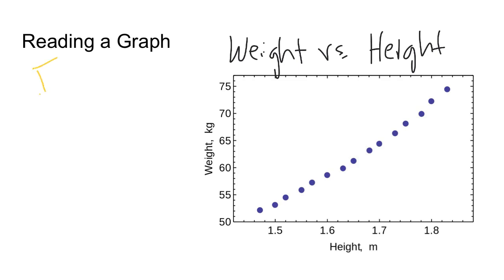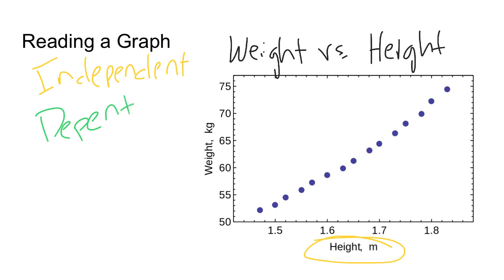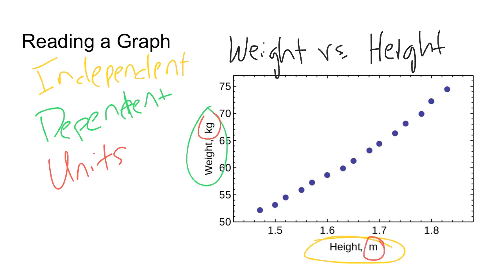So let's look for first my independent variable. And remember, the independent variable is the one that we change that affects the other one. And so in this case, our independent variable is the height, and our dependent variable would be the weight. Right here. And then if we're looking for our units, because remember, our units are really important. We want to know are we measuring in pounds, are we measuring in ounces, are we measuring in kilograms? And here we are measuring in kilograms, and we're measuring our height in meters.